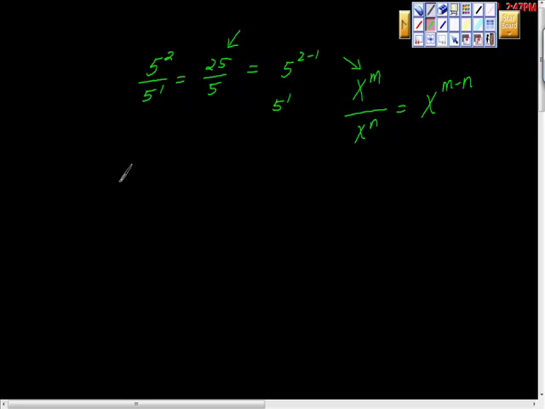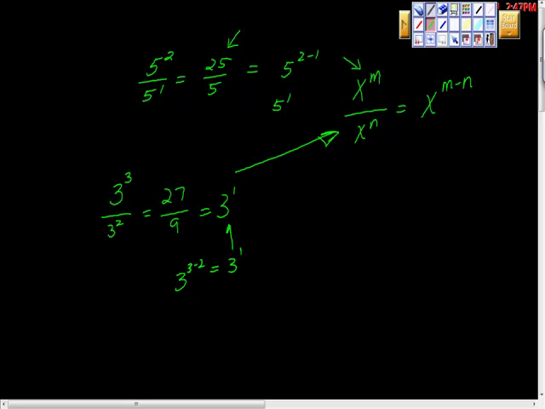We could do another example of that. Let's do 3 cubed over 3 squared, which is 27 over 9, which is equal to 3. But if we use this rule over here, and this rule is just based on patterns of arithmetic, then we would set it up this way. We're going to get the same answer, right? We'd say x to the m over x to the n is x to the m minus n. We get 3, same base, to the 3 minus 2, and 3 minus 2 is 1, and 3 to the first is 3.